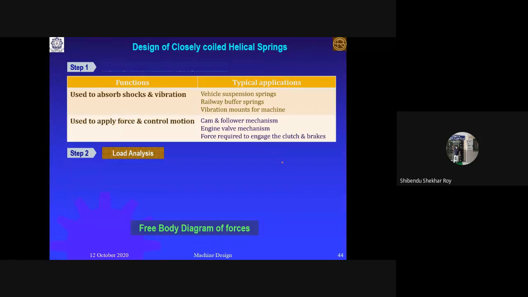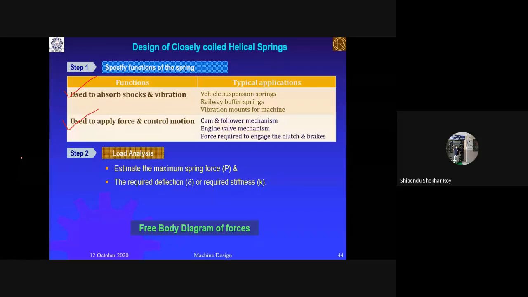First step, you have to know your function, whether the spring is used to absorb shock and vibration or it is used to apply force. You have to first identify that. Then you have to find out the load estimation, that is engineering mechanics. Estimate the maximum spring force. It may not be given in your problem directly. You have to find out how much force is acting on each spring and what is the line of action of that external force on the spring. Finding that out is very important. So the load may not be given directly; you have to find the spring force by solving your engineering mechanics problem. That means you have to find out the magnitude, direction, and line of action of the force, and you have to know the required deflection and the required stiffness property.